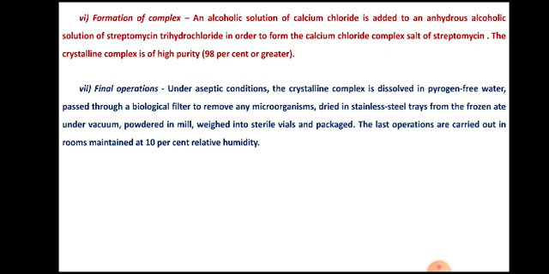Then after filtration, this preparation is dried in stainless steel trays from the frozen state under vacuum. Then after drying in vacuum, the powder which is obtained will go to a hammer mill. The hammer mill is useful for the formation of a homogeneous powdered formulation. Then this powder is weighed, filled into sterile vials and packed. So the final preparation is obtained in the form of powder.